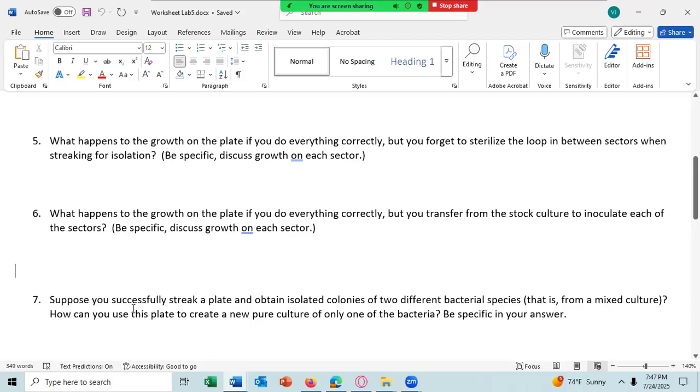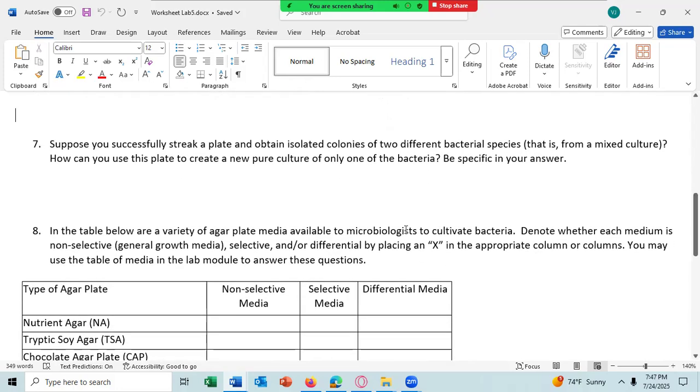Number 7, suppose you successfully streak a plate and obtain isolated colonies of 2 different bacterial species, meaning you started from a mixed culture, and you streaked it out one time on a plate using colony isolation, so you're doing either 3 sectors or 4, and you got isolated colonies. How can you use this plate to create a new pure culture of only one of the bacteria? You must be specific in your answer. Any question about number 7?